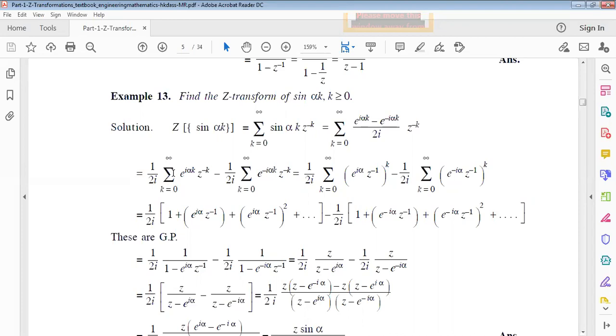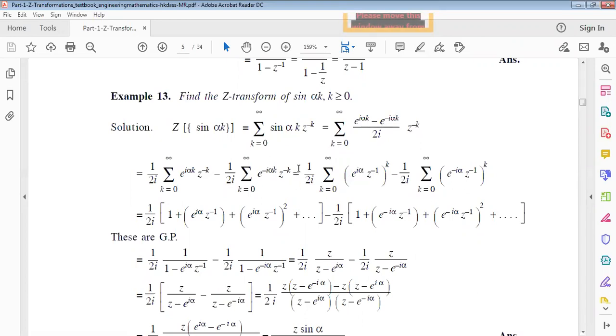Then the summation k equals 0 to infinity will be the first exponential form multiplied by z to the power minus k, then minus 1 by twice I, the second one will be e to the power minus I alpha into z to the power minus k. Taking these two differently, 1 by twice I, k equals 0 to infinity. In the first one, taking k in common as a power, raising every term to the power k. K is the common power for them. This is why we can write like this.